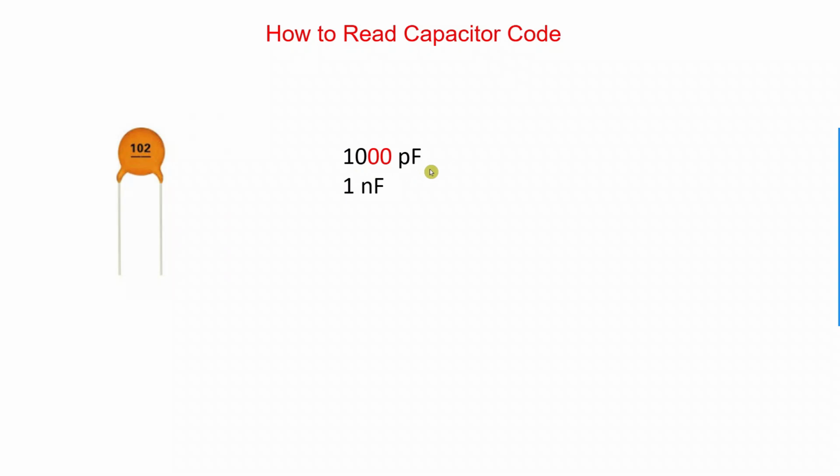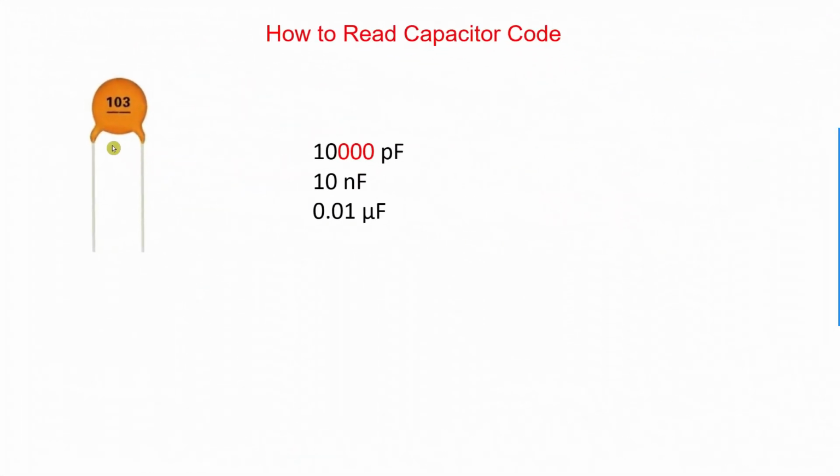If you divide by 1000, you will get 1 nanofarad. So if it is more than 1000, you can divide by 1000, then it will be converted to nanofarad. So now the value of this capacitor is 1 nanofarad, or you can also consider this value as 1000 picofarad.